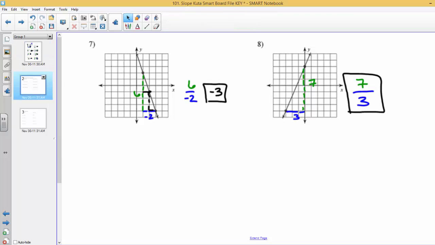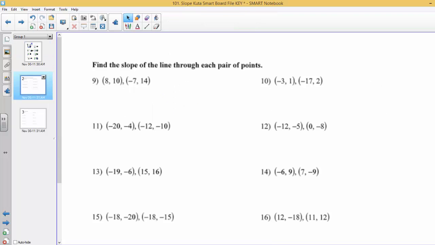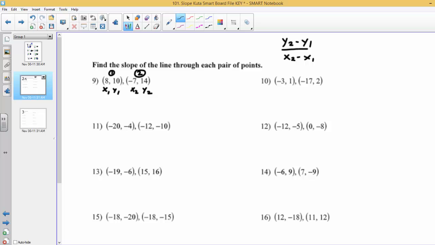So that is the rise over run method. Now we're going to do the method of y2 minus y1 over x2 minus x1. So this is the first point given. So this is like your x1, y1. This is the second point given. This is like your x2, y2. So I'm just going to write the points like this. -7, 14. And then 8, 10.